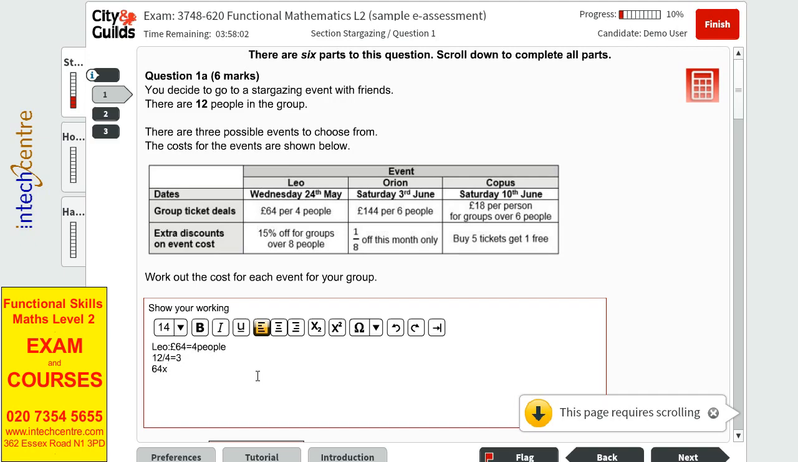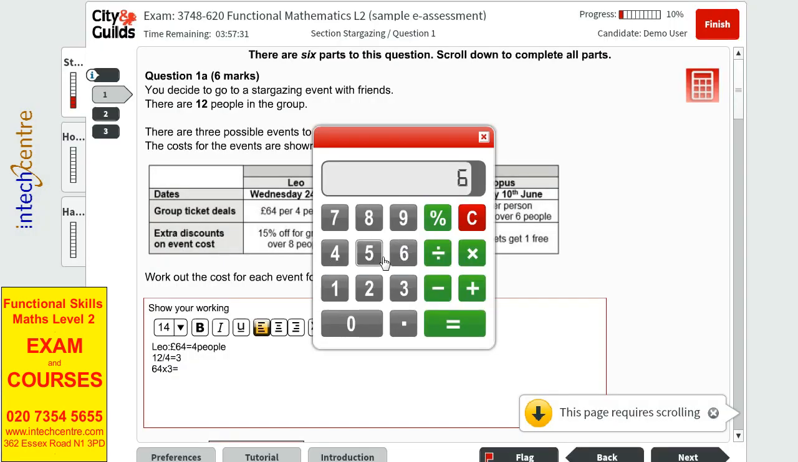times. If you like, you can use the letter X as your multiplication sign, or if you click on signs here, you can find the X there, which is just a bit smaller and gets put higher, or you can even use the star. They are all accepted in the actual exam. Times 3, because as I said, we have 3 groups. And then if we click on the on-screen calculator, we have 64 times 3. It's 192. So this is the cost without a discount.